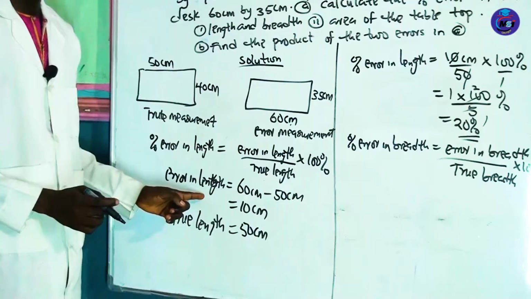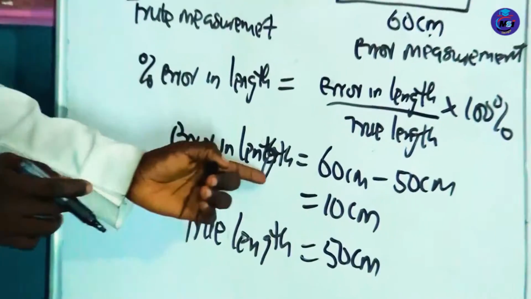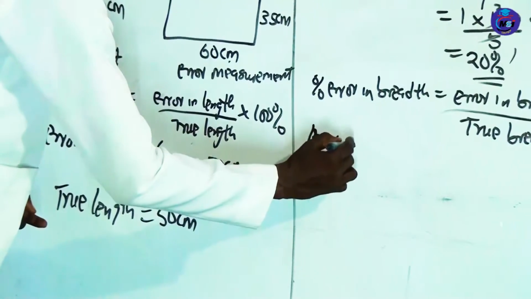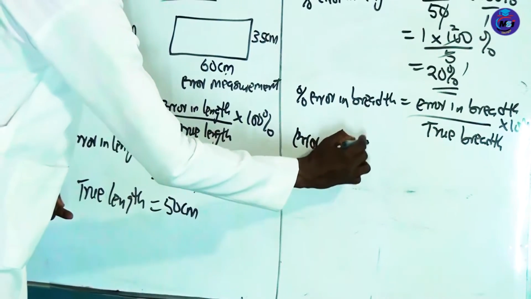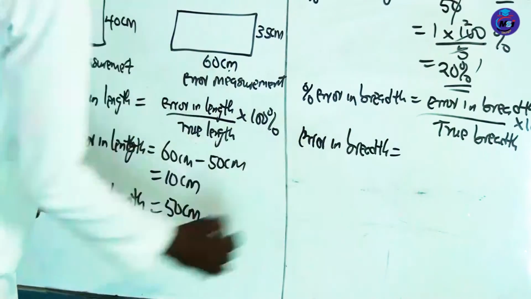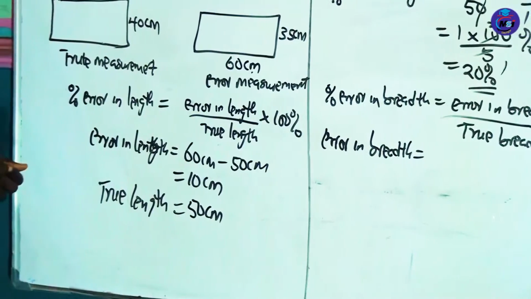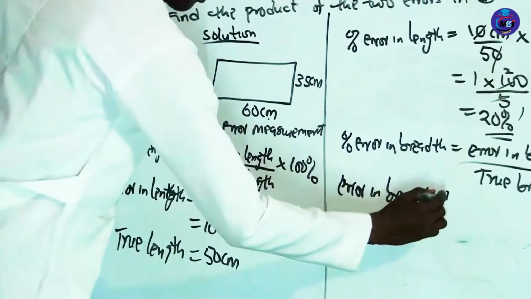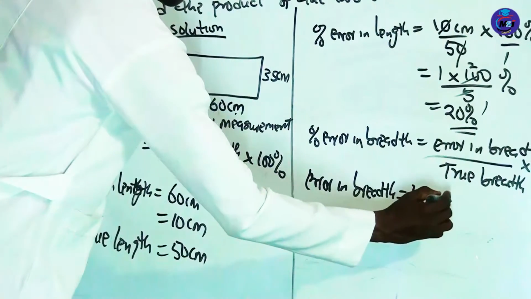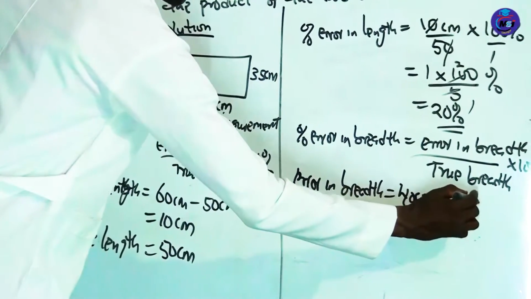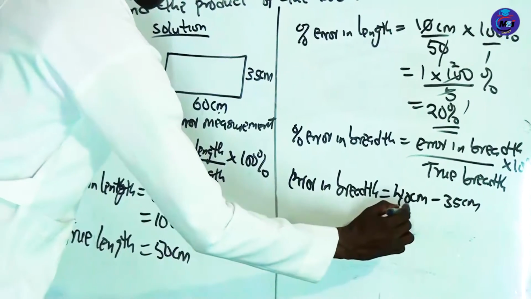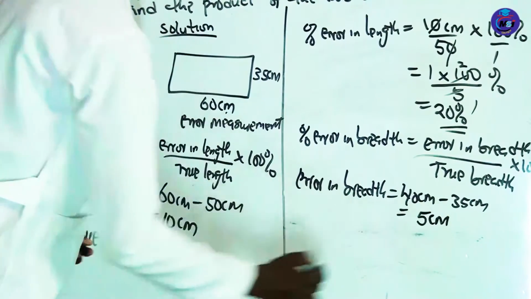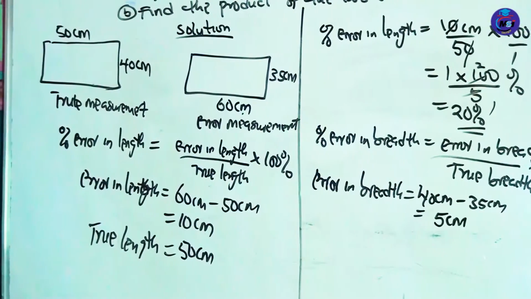Now, we need to get error in breadth, just like the way we have error in length. So error in breadth will give us, what is our breadth here? 40 centimeter. It will give us 40 centimeter minus 35 centimeter. So this will give us 5 centimeter error in breadth.